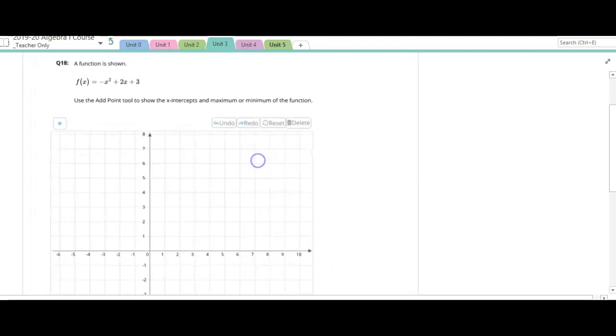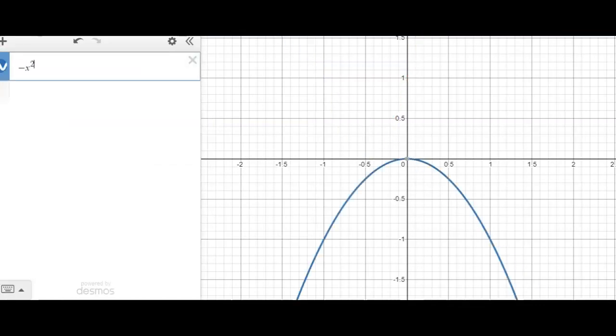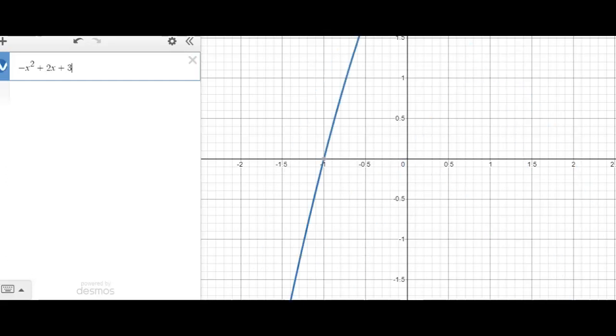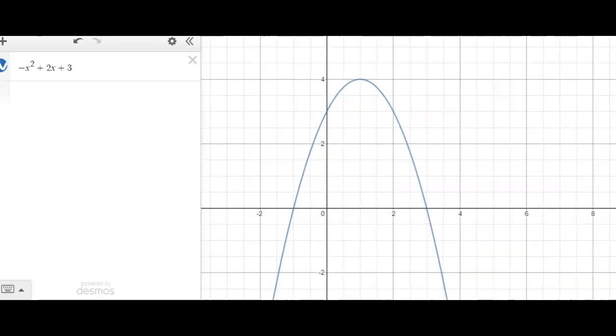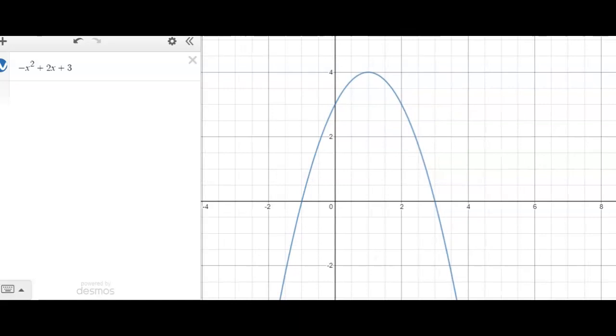This one asks us to use the add point tool to show the x-intercepts and the maximum or minimum. If I were to graph this, negative x squared plus 2x plus 3, I can see that it's going to open down, which I suspected because the leading coefficient was negative. I can easily see where the maximum is. It's right here.